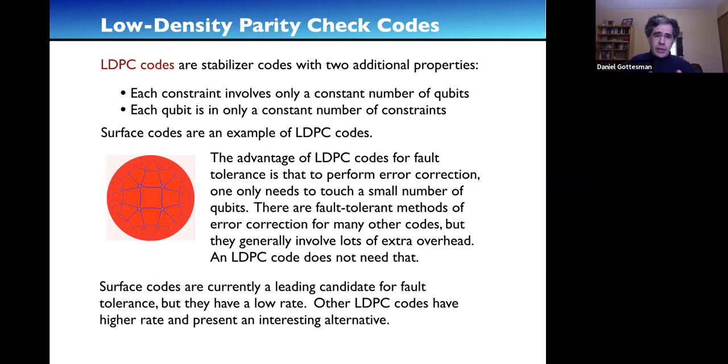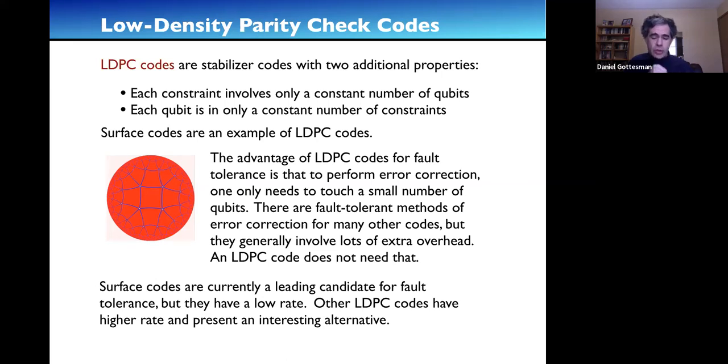And so why do I say that LDPC codes are the leading candidates for fault tolerance? Well, the real leading candidate for fault tolerance right now is a family of codes called surface codes, and they're an example of LDPC codes. So why do we want to do this? Well, the reason is that when we do this fault-tolerant error correction procedure, it's helpful to only have to touch a small number of qubits at a time. And so LDPC codes do that.